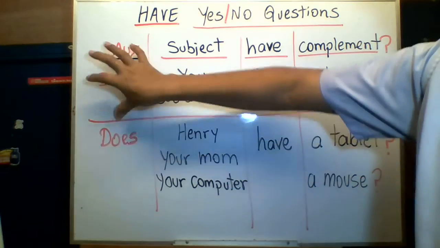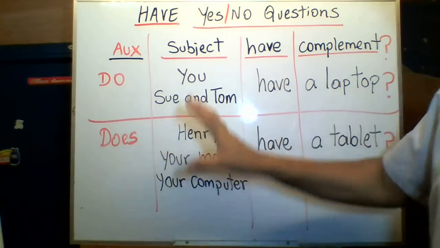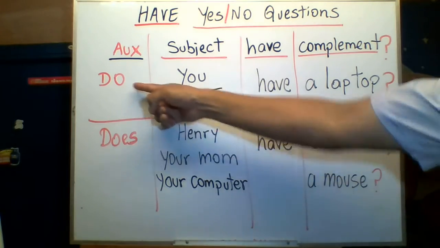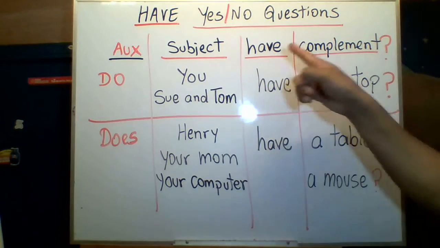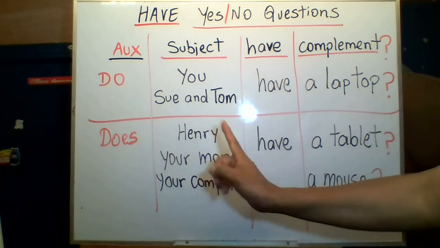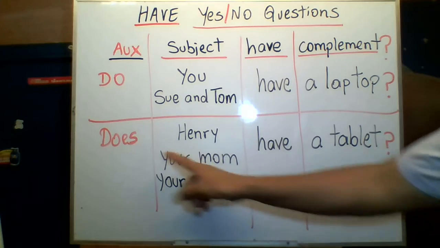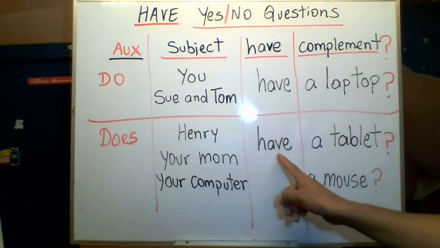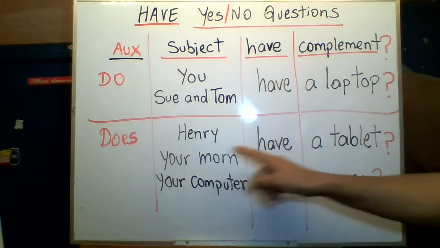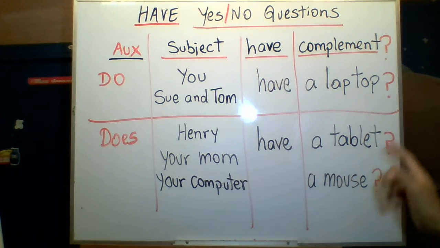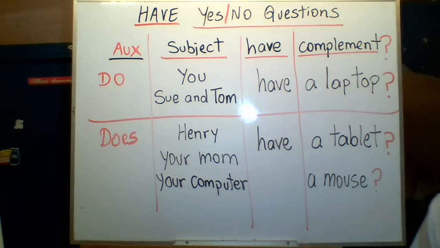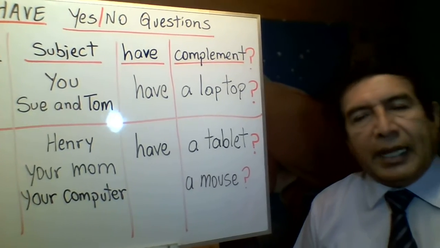The auxiliary is at the beginning, do or does, according to the subject. In this case, does for he, she, it, and do for the rest of the subjects. And logically, this is the difference: have, not has. You don't use has anymore because you have an auxiliary. With does, has is not necessary. You have to write the simple form of the verb have. Does Henry have a tablet? And so on. Let's continue with the next part of the class.